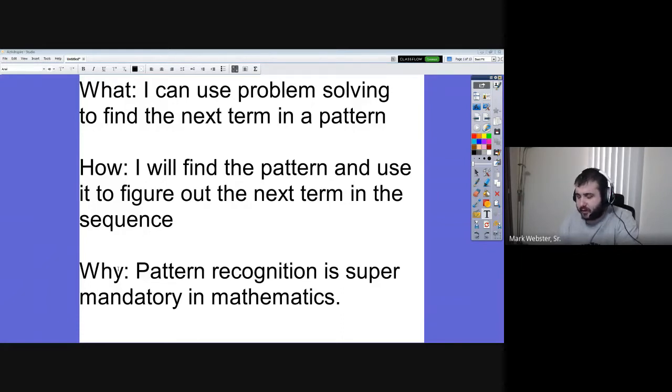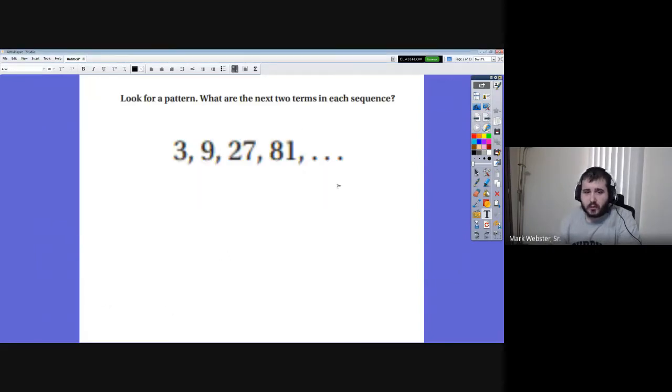We're going to see lots and lots of patterns, and if we can't find a pattern, we can't do a problem. If we can't see how the process that we do is the same each time, then it's going to make our lives miserable. So you have to be able to find a pattern. So let's start off with a pattern like this.